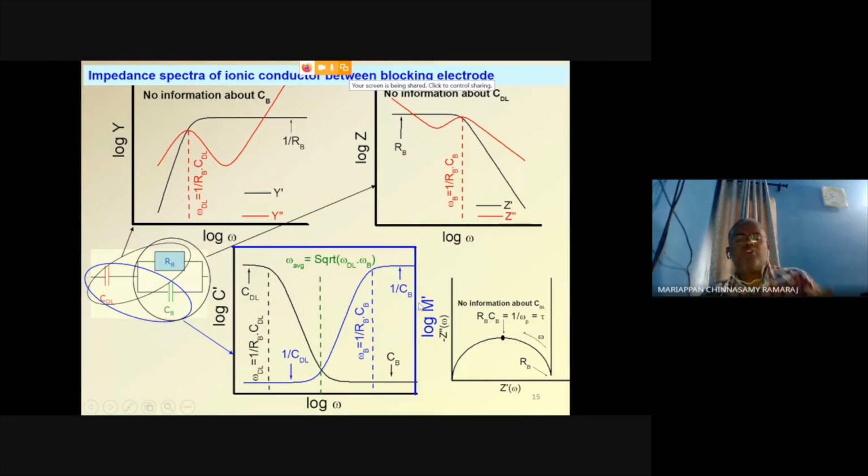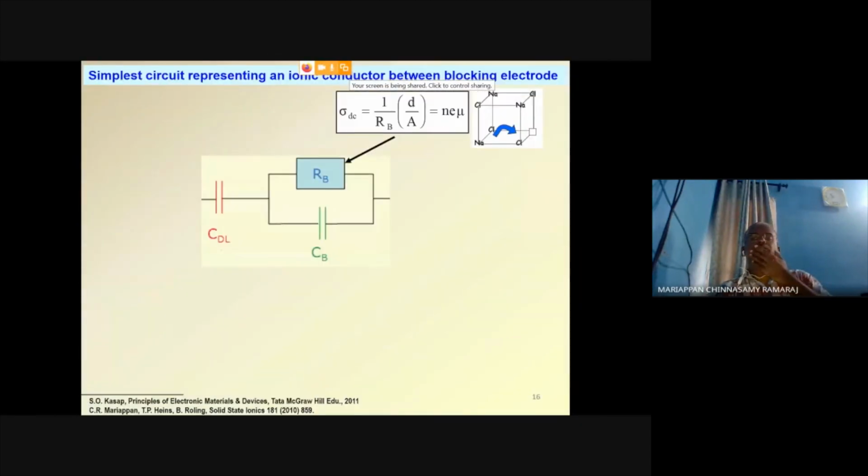If you want to know how the contact resistance or contact capacitance, the space charge layer, is playing a role, then you have to represent this data as admittance, capacitance, or modulus. Here you can see the capacitance changing with respect to frequency. The low frequency plateau is the capacitance value due to the double layer, or due to the contacts. At high frequency, there is a plateau due to the bulk capacitance. The modulus is just the inverse. From this we can estimate the capacitance of the bulk as well as the contact. That is the advantage of this measurement.